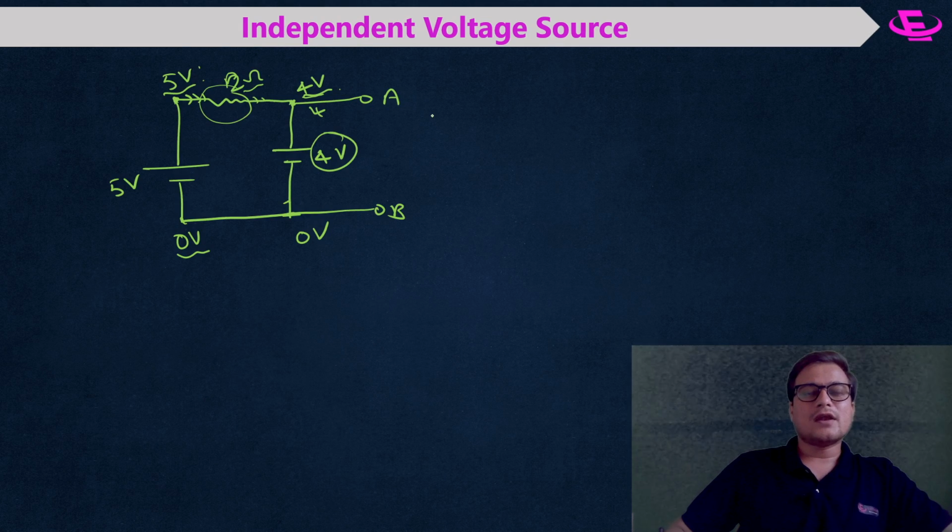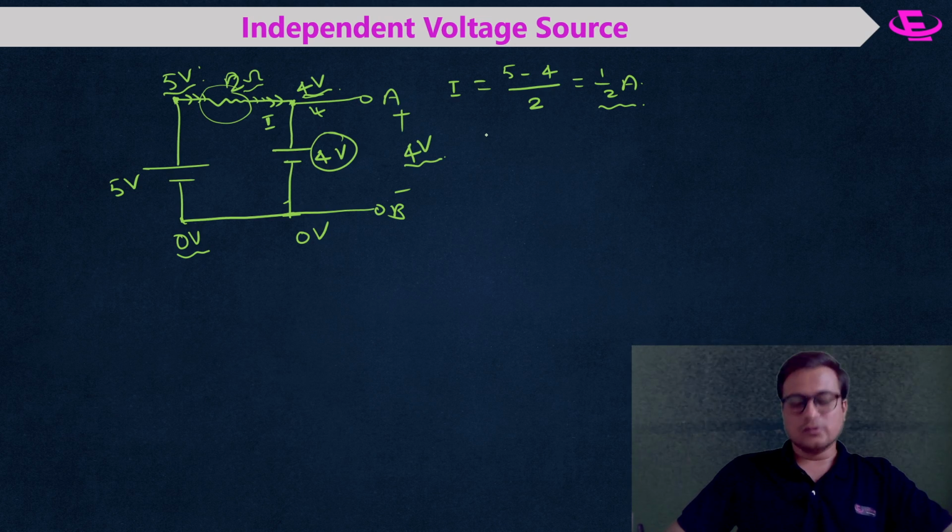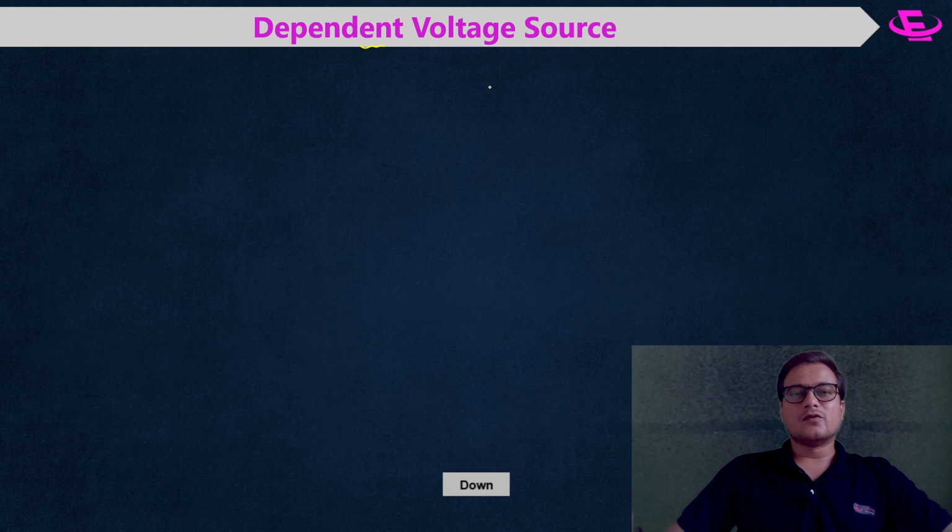So what will happen if you write the current through this battery, the current I? This current I will be equal to 5 minus 4 divided by 2, that means 1 by 2 ampere. This will be the current through this one, and the potential across the AB terminal will be 4 volt. I hope it is clear to you. So this is about independent voltage source.